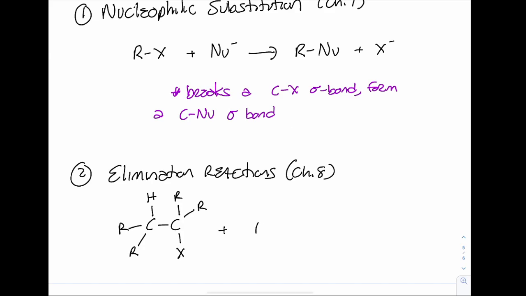I'm going to add a base to it. Our base is going to be our electron source. The way that we're going to differentiate between the base and the nucleophile is that this base is actually going to grab my proton. So instead of attacking that partial positive carbon, that's what my nucleophile is going to do, my base is actually going to take this proton. The electrons between that proton and the carbon are going to go down between those 2 carbons, and then I'm going to kick my halogen out because my carbon would have too many bonds, and then we'll end up with a pi bond between those 2 carbons.